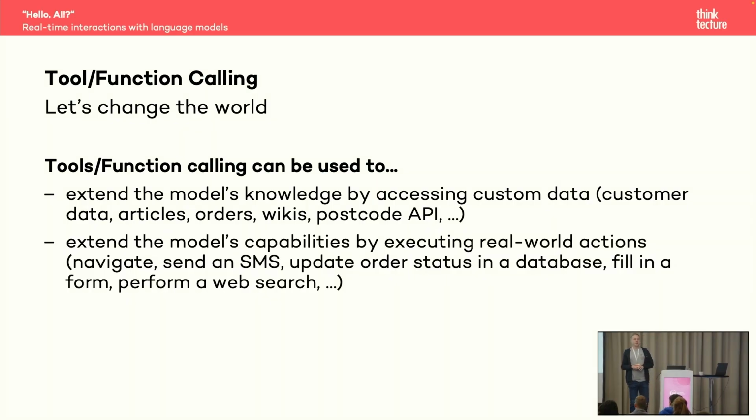And you can extend the model's capabilities also by executing real-world actions. So now the AI can do something in the real world, right? So for example, navigation, change the page that is currently open. It can send an SMS, update an order status in the database, change a file, fill in a form, perform a web search, and so on and so forth. That can be done also with the help of tools.